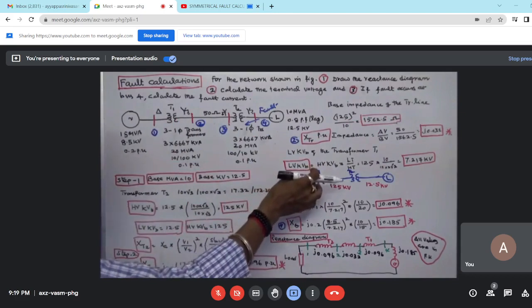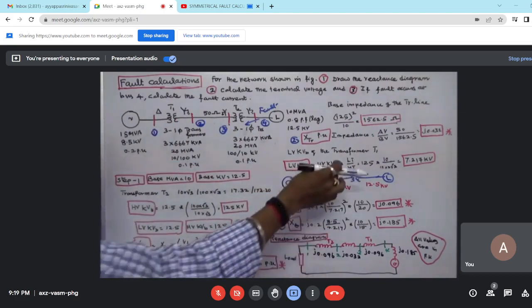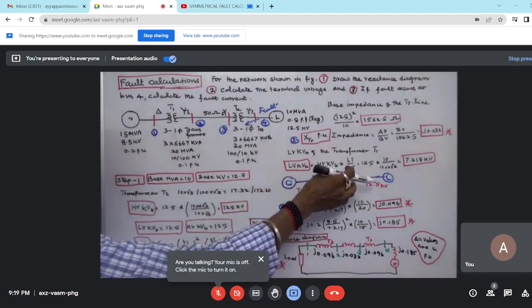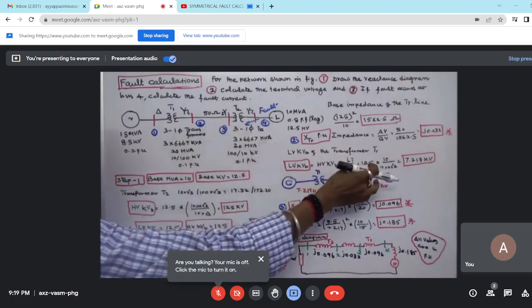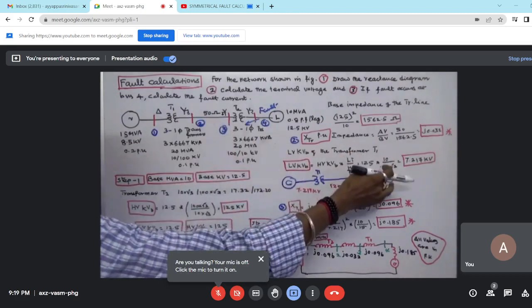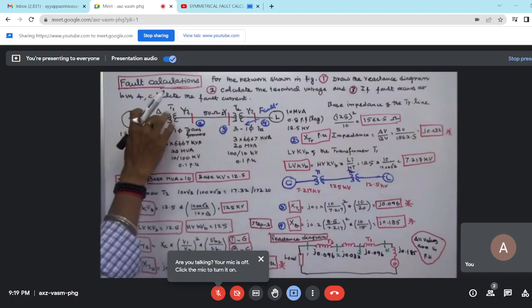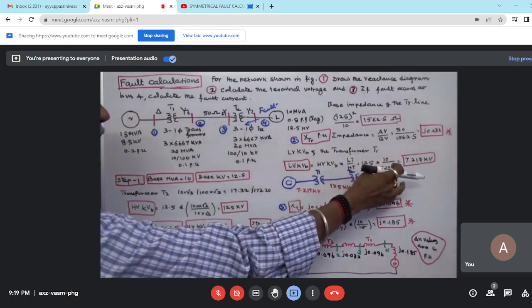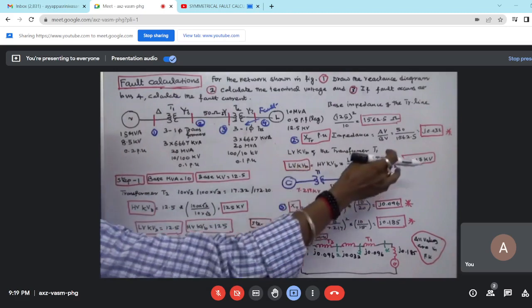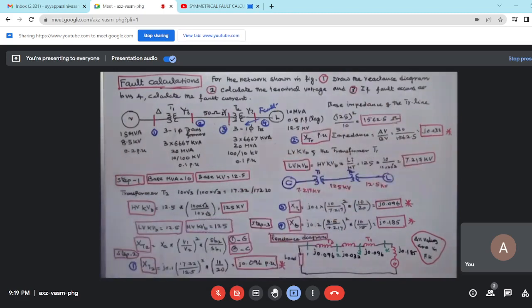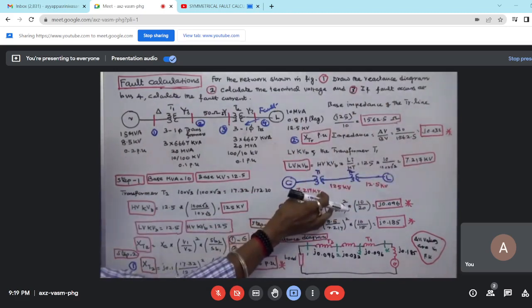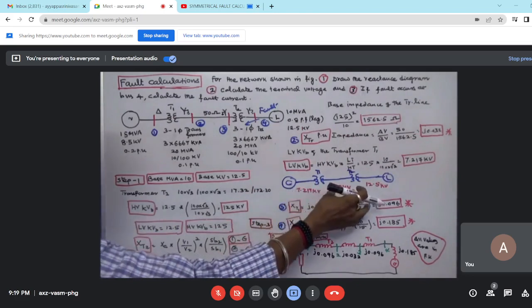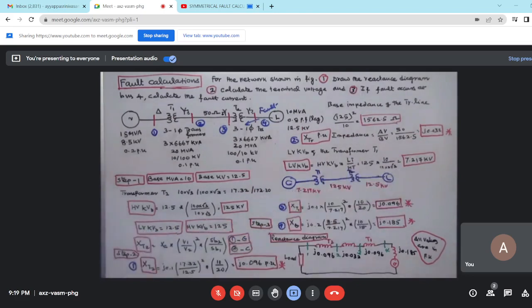Low voltage kV base is equal to high voltage kV base into LT by HT. High voltage kV base is 125 into, this is LT by HT. LT is delta connected, HT is star connected, therefore 100 into root 3. Low voltage kV base is equal to 7.217 kV. This side is 7.217 kV, this side is 125 kV, this is 12.5 kV.